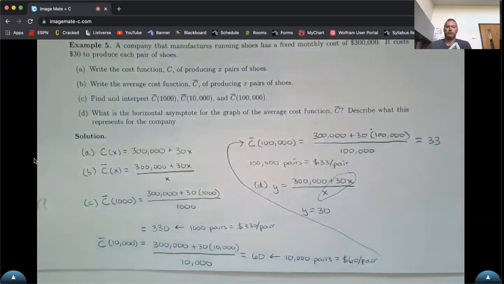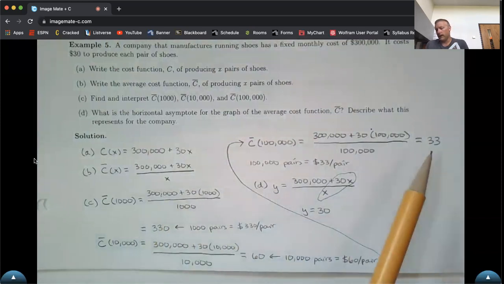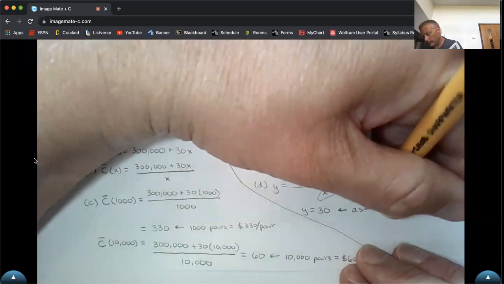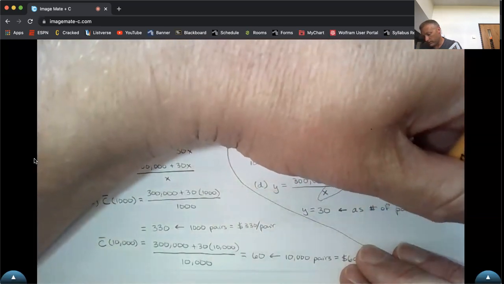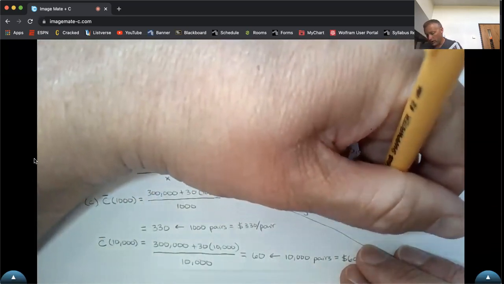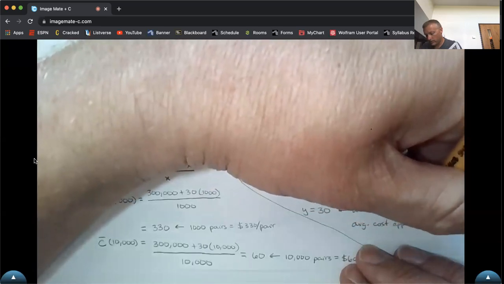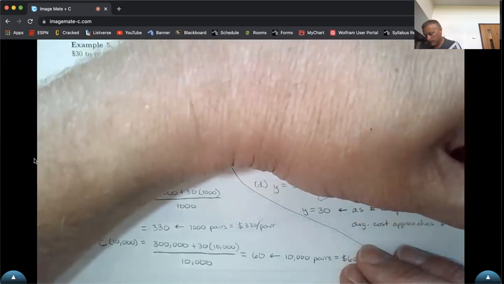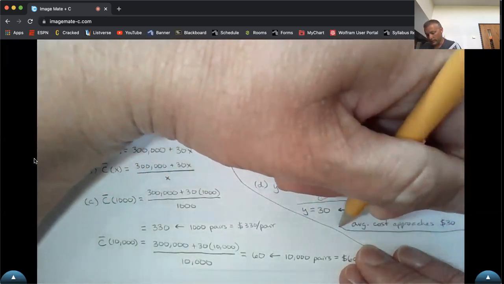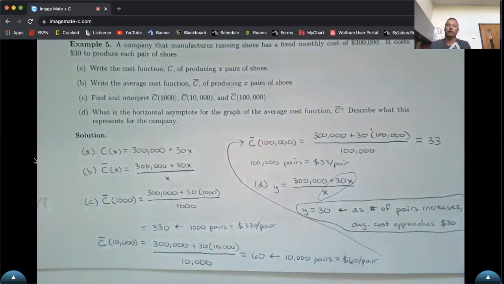The meaning of this is that, we can see what's happening as the number of pairs goes up, the average cost is going down. This tells us that specifically it's going down toward $30. So as the number of pairs increases, average cost approaches $30. So that's the meaning here. We're never going to actually reach $30. It'll always be $30 and some change, but it's getting closer and closer the more we produce.